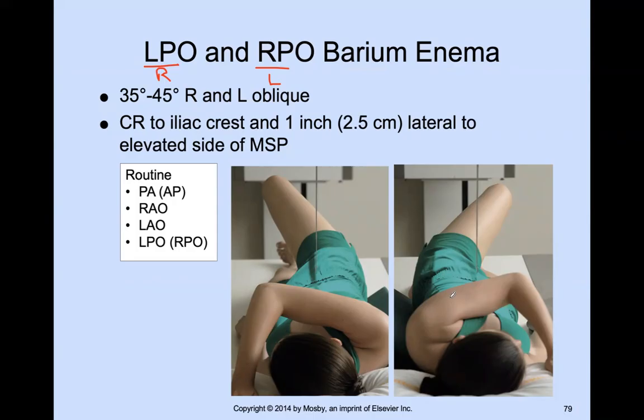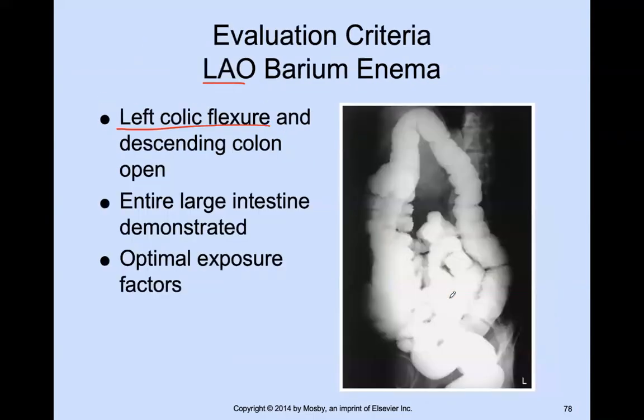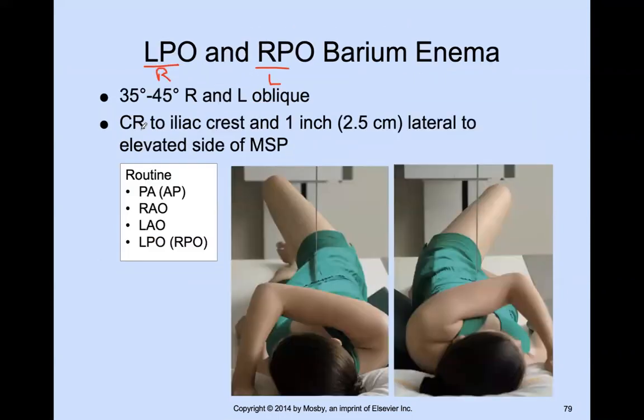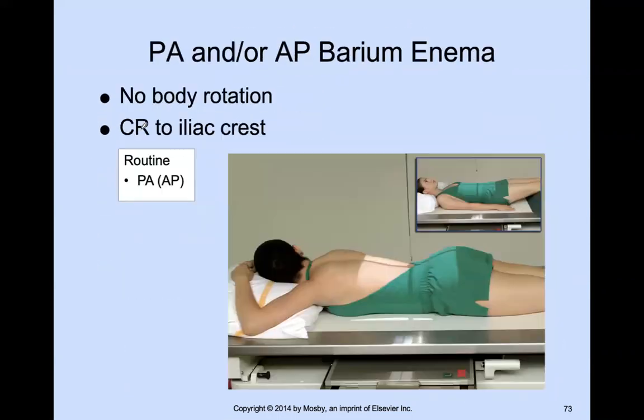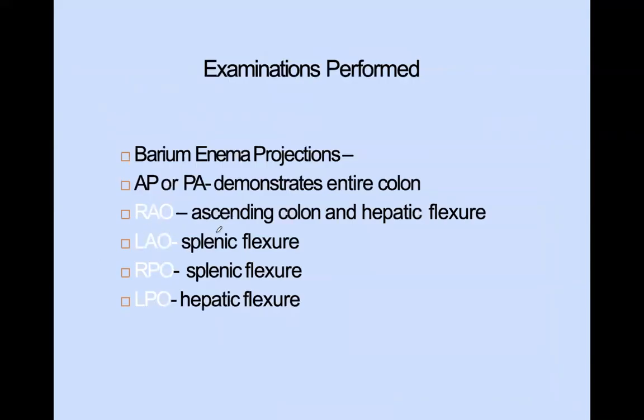So the posterior obliques are indirect relationship, the anterior obliques are direct relationship. That's what this little chart in the beginning is here for. It summarizes it for you. RAO will demonstrate the hepatic flexure, LAO the splenic flexure, RPO the splenic flexure, and LPO the hepatic flexure.